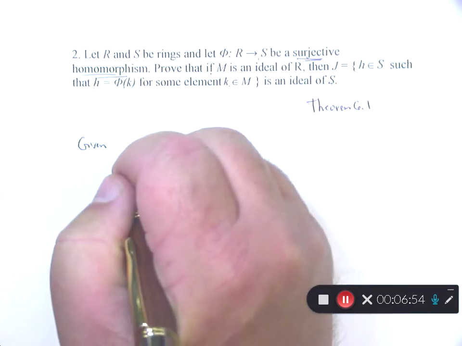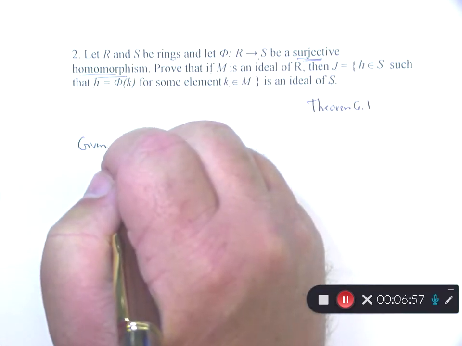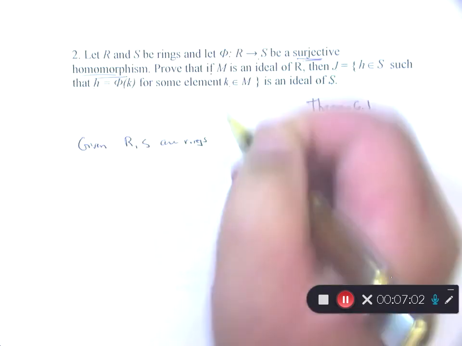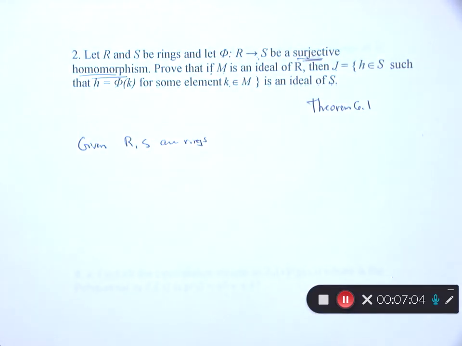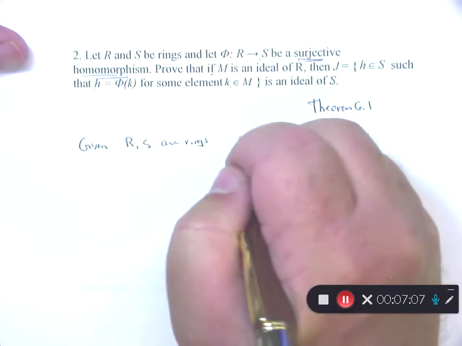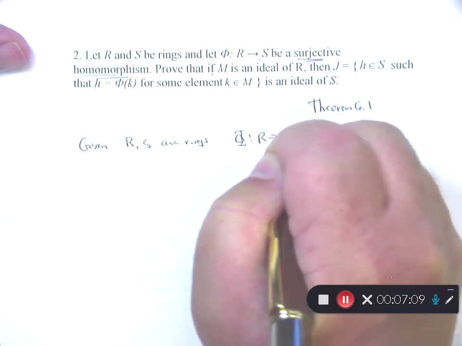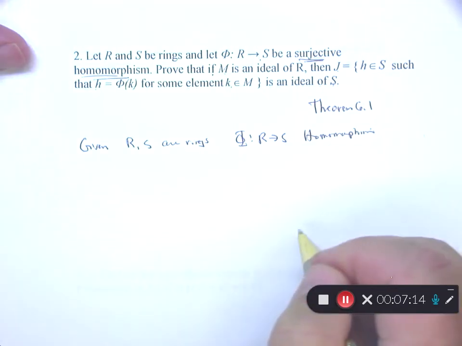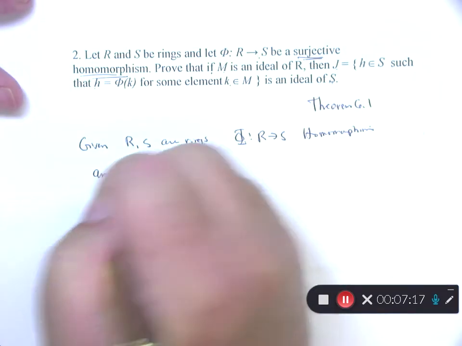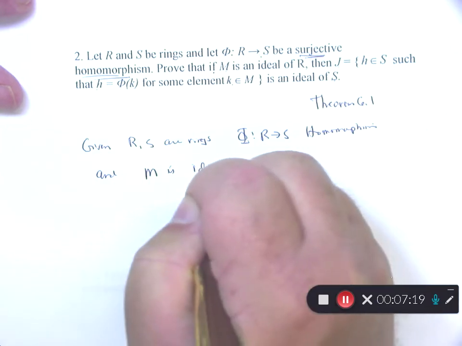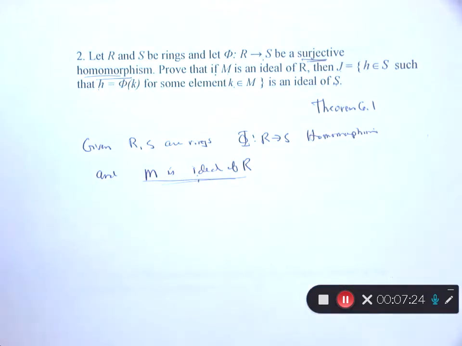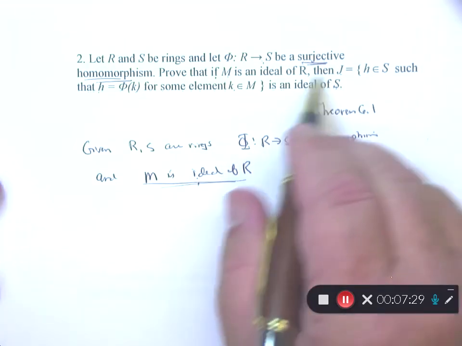What are we given? We are given that R and S are rings. But notice I did not give you that they were commutative rings, so this is going to be a longer proof. I've also given you that phi going from R to S is a homomorphism. And one other thing I gave you: M is an ideal of R. You need that structure. Pay attention to M being an ideal of R, and you're going to use that to show that J is an ideal of S.